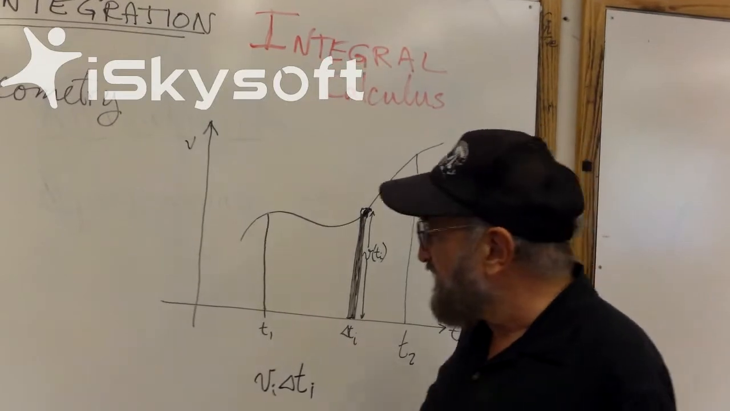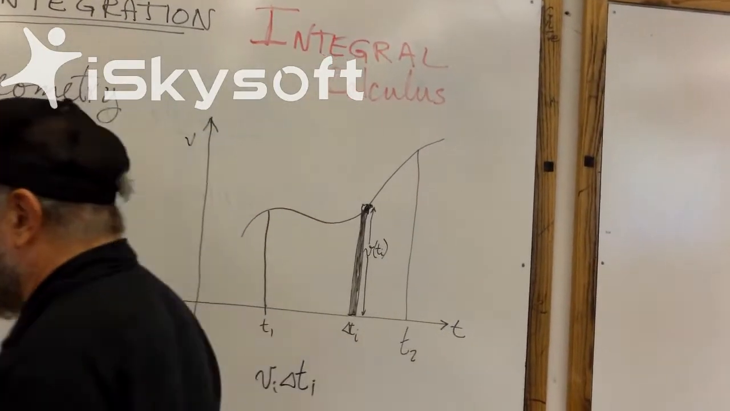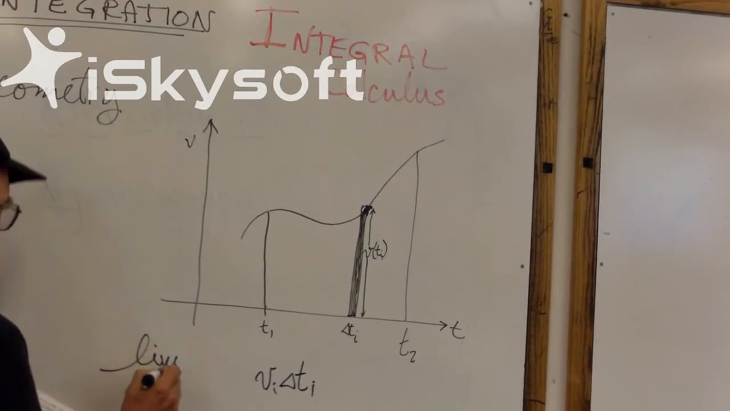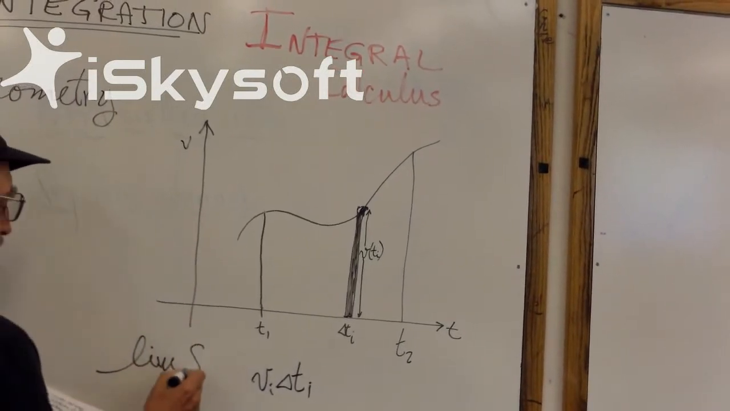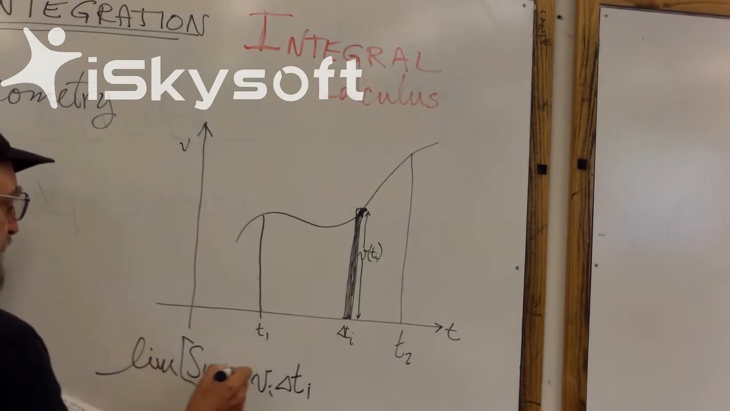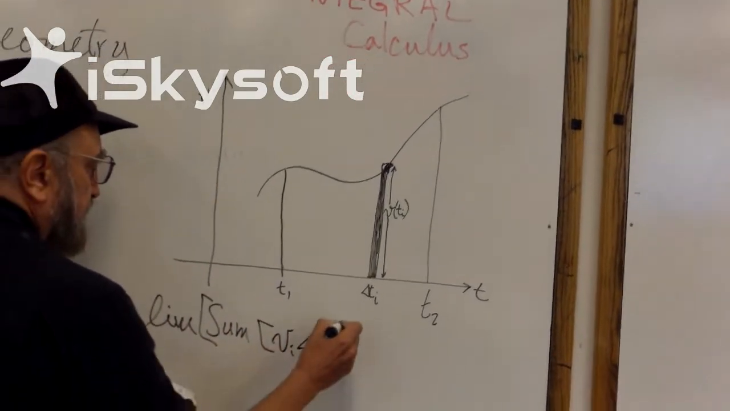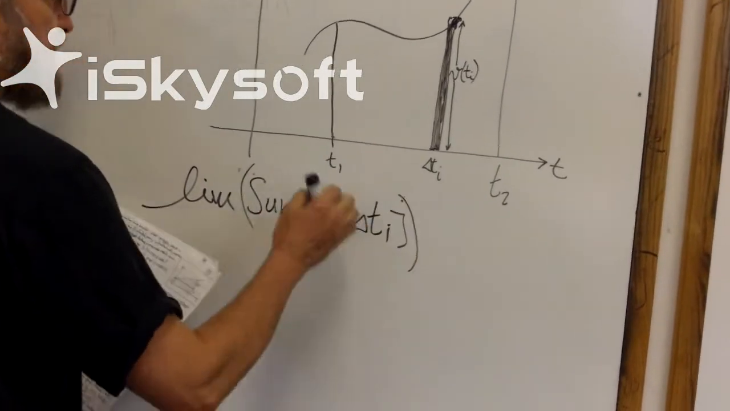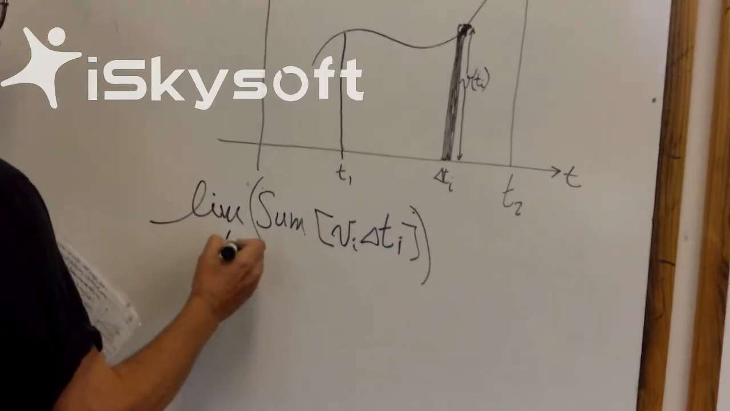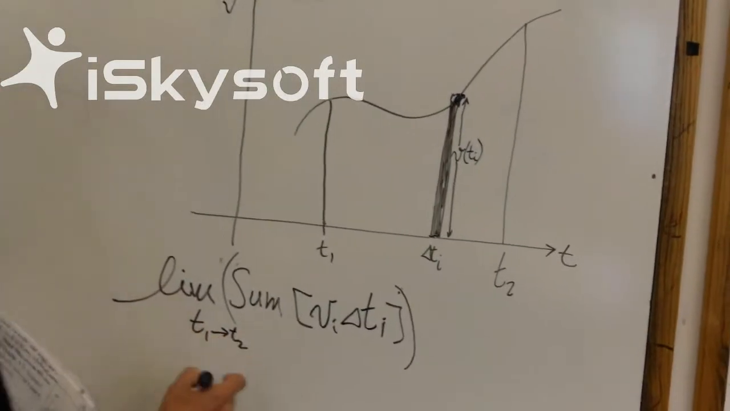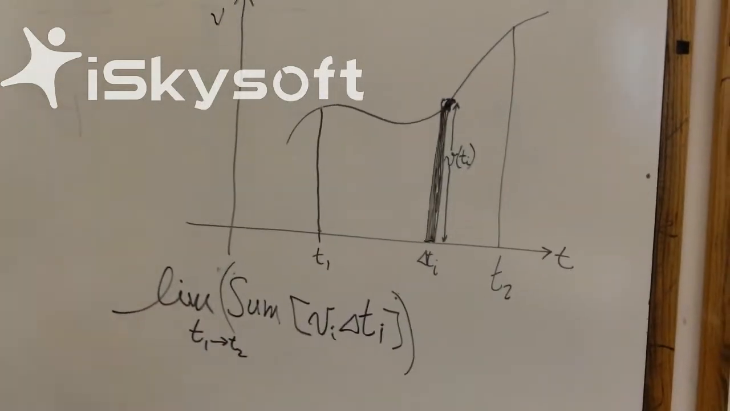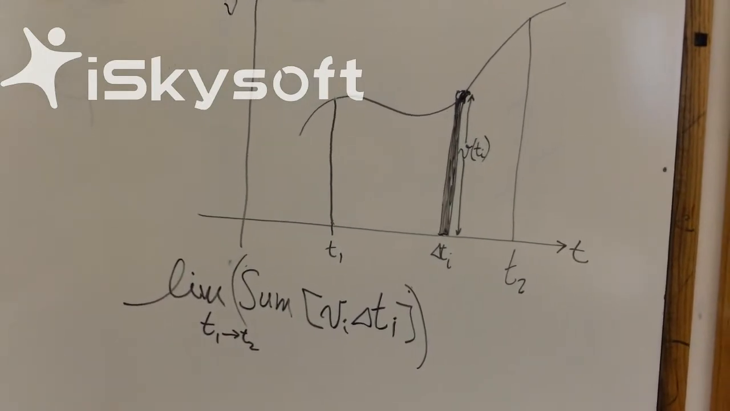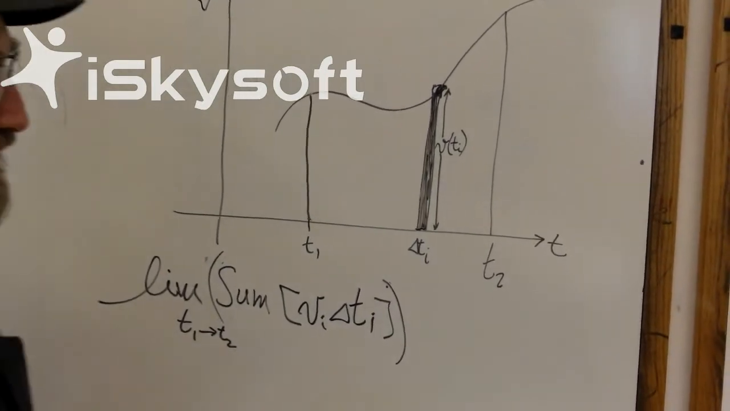And what we really want are the limits of infinitely many infinitesimal narrow pieces. So you want the limit of the sum of all of these pieces from t1 to t2. And there'll be a notation that we'll get to that some of you may have seen before in calculus. Let's give an example that you already know.